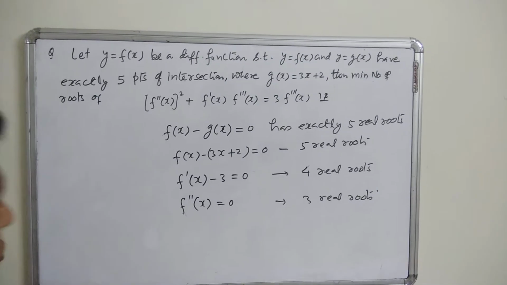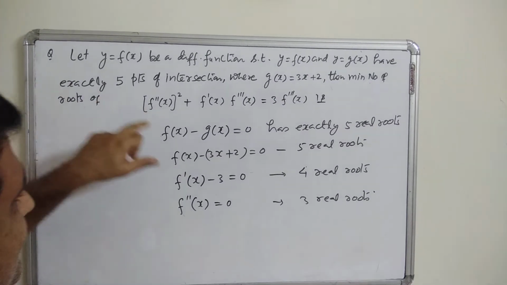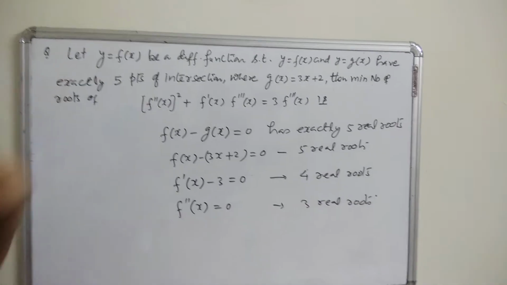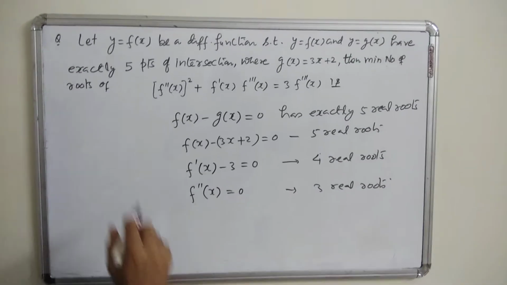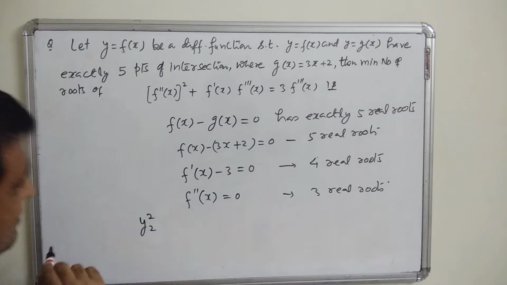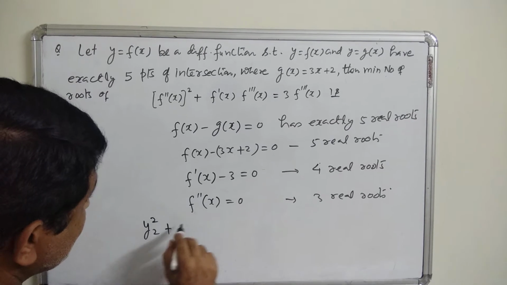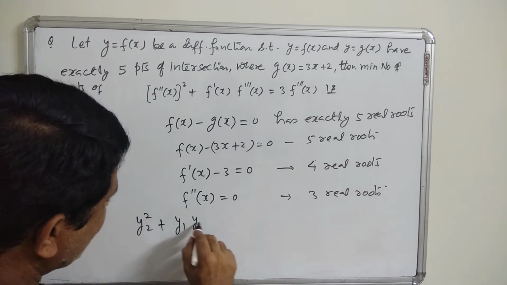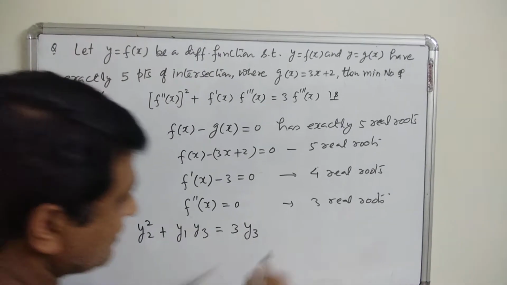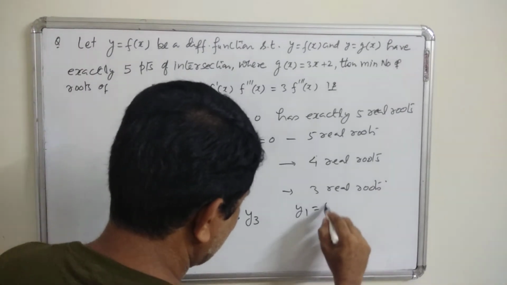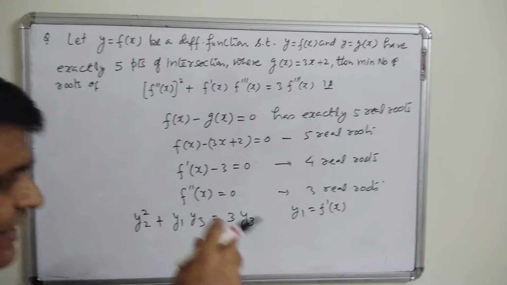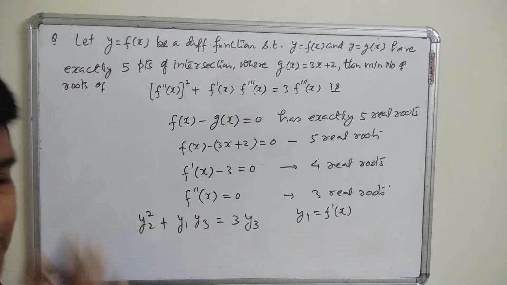Now, what we have to calculate is the exact number of real roots, or the minimum number of roots, of this equation. Let me denote this equation by y2 square plus y1 y3 equal to 3y3, where y1 means f dash x, y2 means f double dash x, y3 means f triple dash x.